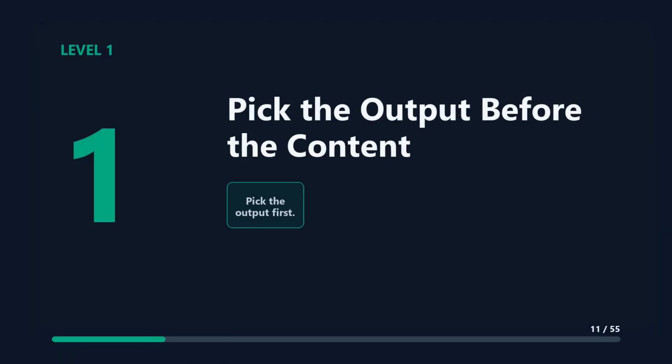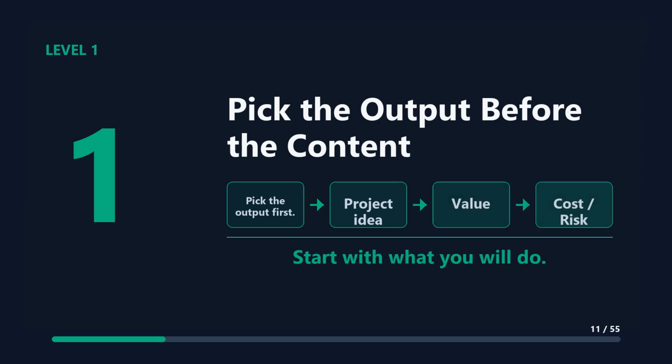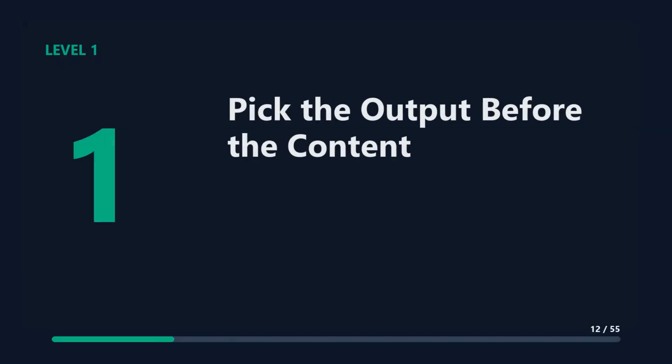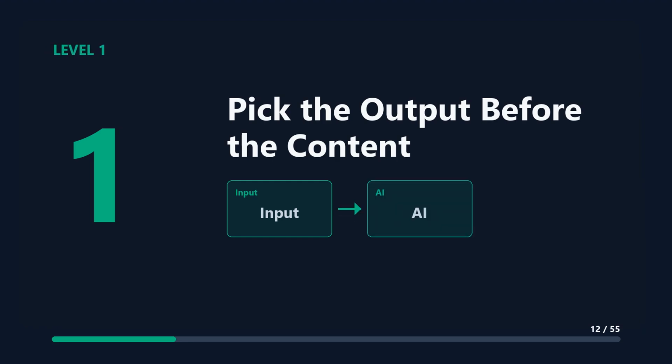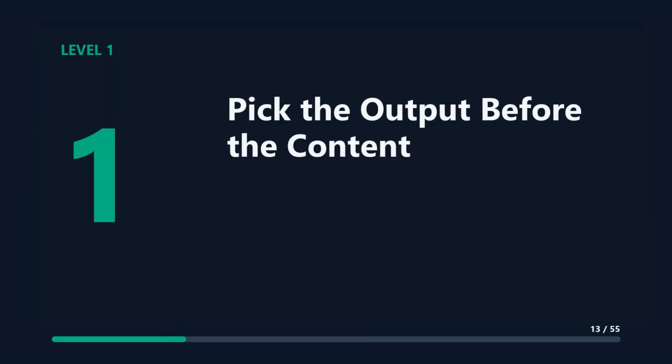Stage 1 is picking the output before the content. Before choosing a course or tutorial, decide what you should be able to make, solve, explain, write, edit, or perform. Leo does not start with the question, which editing tutorial should I watch? He starts with a visible target. Edit a 3-minute educational video with clean cuts, readable captions, clear audio, and a simple intro. The target does not have to be impressive. It only has to be concrete.